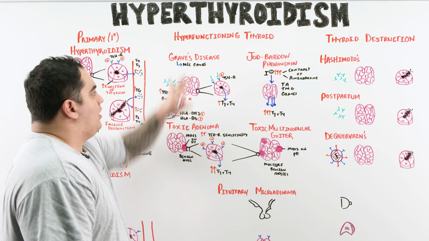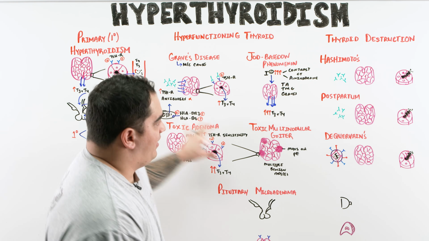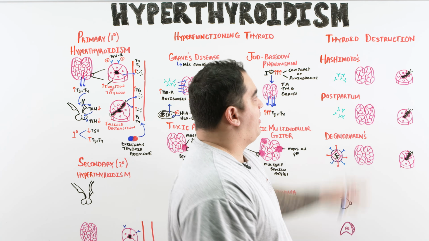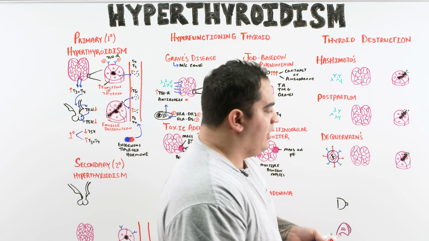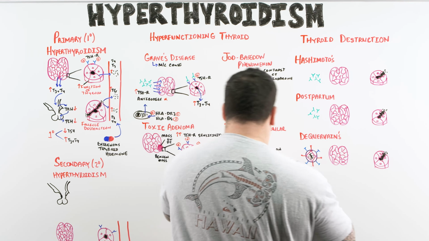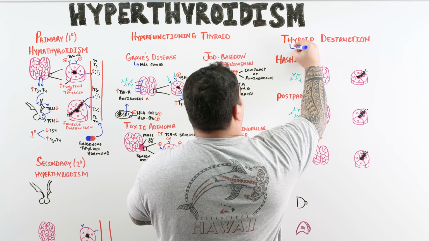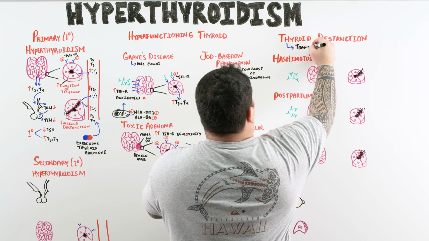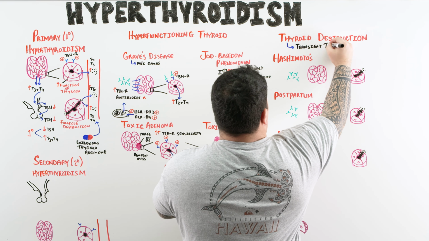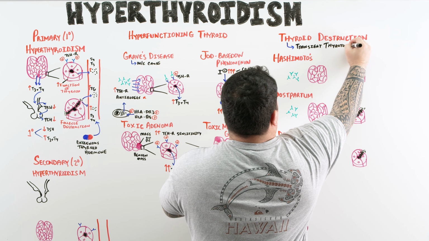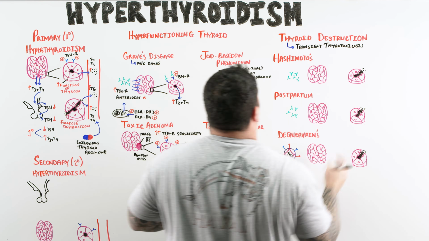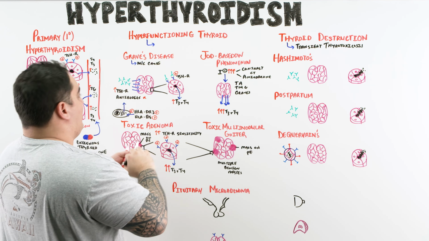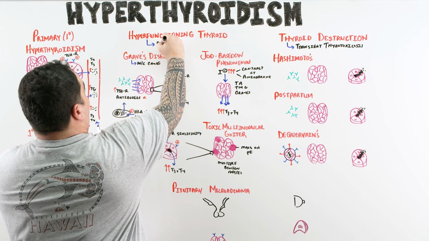All right, cool. So we've got a good concept of this one. Let's now move into these. The big thing I want you to remember here with thyroid destruction is that this is what we refer to as a transient thyrotoxicosis. This is really, really important. I really need you guys to memorize this and remember this. This is a transient thyrotoxicosis, whereas a hyperfunctioning thyroid is usually permanent.